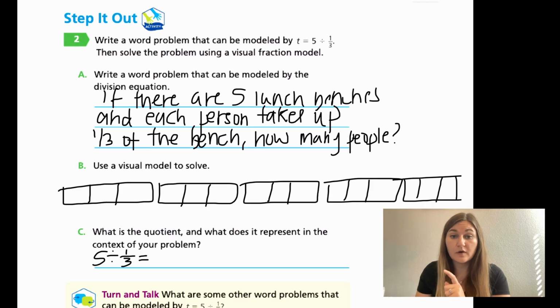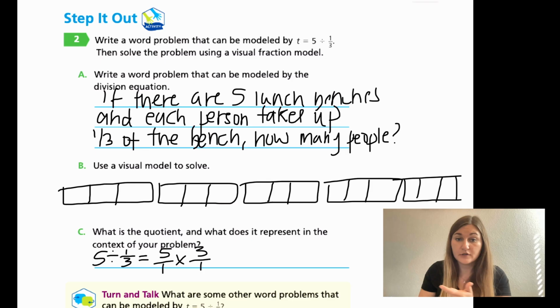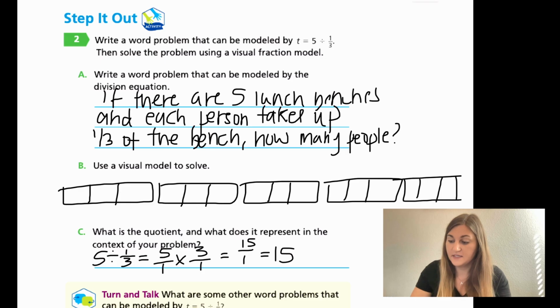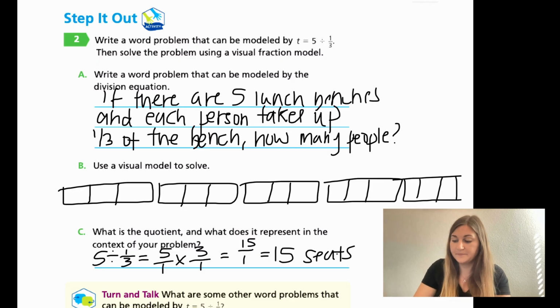So my second number is 1/3, so I'm just going to flip it over. So I'm going to have 5 over 1. And then that 1/3 is going to become 3 over 1. So flip and multiply. And then I can multiply straight across. 5 times 3 is 15. 1 over 1 is 1, which equals our 15. And what does that quotient represent? It represents that 15 people can sit or 15 seats in my problem.